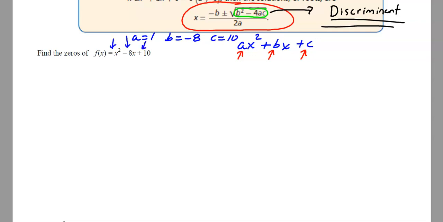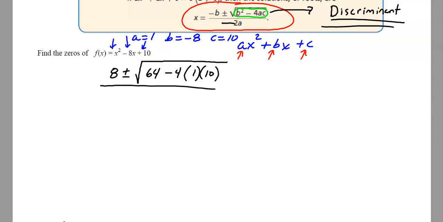Now I've got to jam it in the formula. So -b, which is the opposite of b. So I have the opposite of -8, plus or minus the square root of. I wouldn't do this in the calculator just yet. I'd do everything I could in my head first. So b squared is -8 squared, which is 64. Take away 4 times a times c, all over 2 times a. So 2 times 1 is just 2.